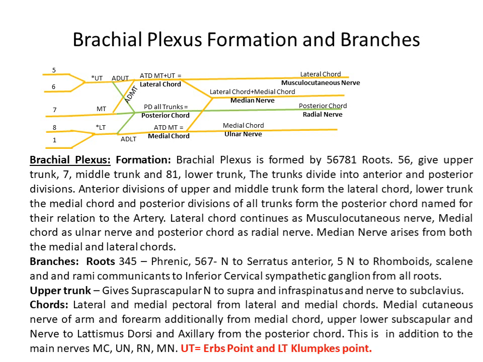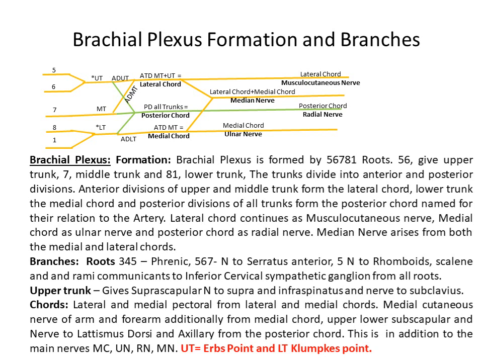The cords: the lateral and medial pectoral arise from the lateral and medial cords. The medial cord additionally gives the medial cutaneous nerve of arm and forearm. Then the upper and lower subscapular, the nerve to latissimus dorsi and axillary arise from the posterior cord. All these nerves are in addition to the main nerves, that is the musculocutaneous from the lateral cord, the ulnar nerve from the medial cord, and the radial nerve from the posterior cord.